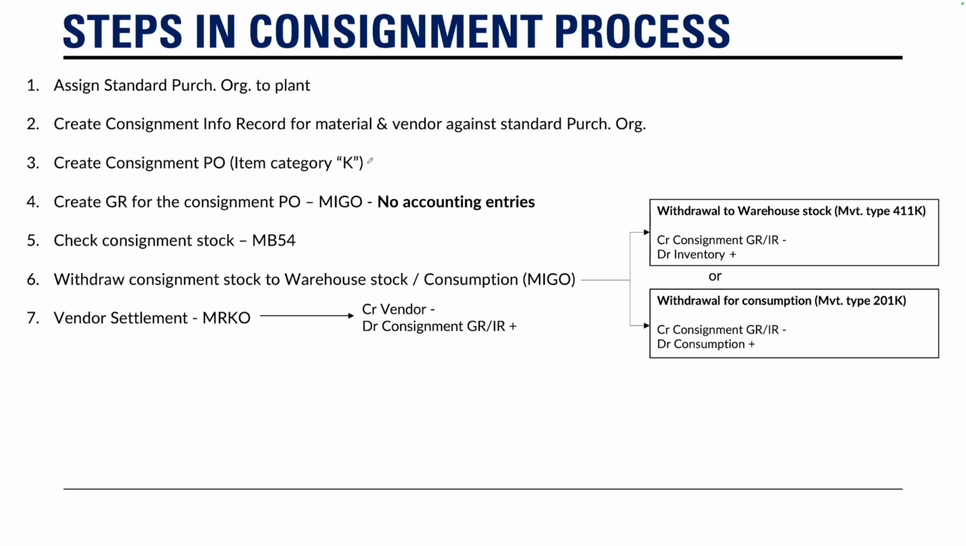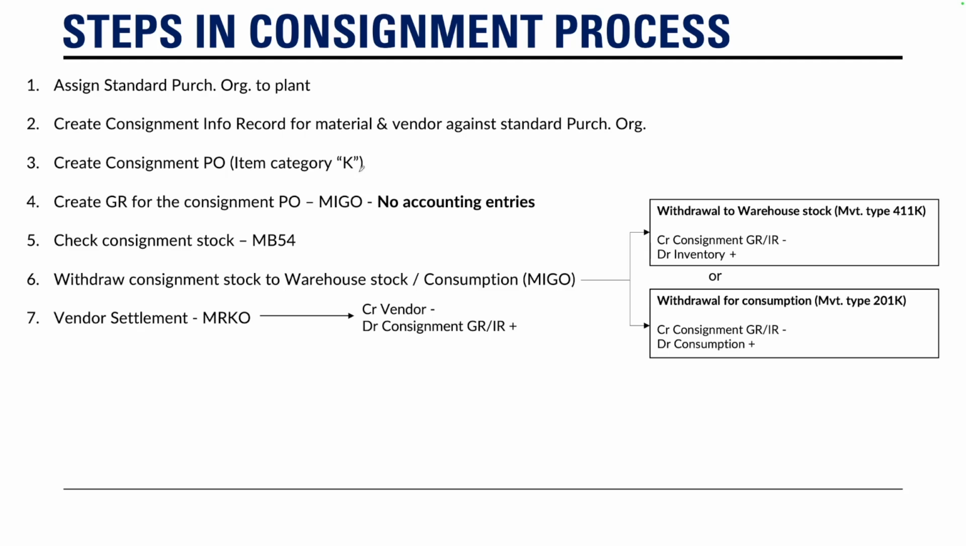Now once you have created the info record, then you will have to create the purchase order, and you will enter the item category as K, because this item category will tell the system that this is a consignment purchase order. Once you enter item category as K, you will not be supposed to enter any values in that purchase order, because the values you have already entered in the consignment info record, and that info record will be used to post the values during this whole process.